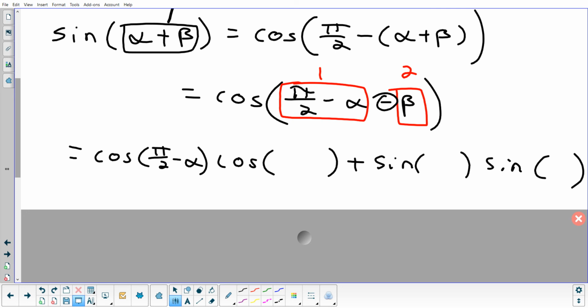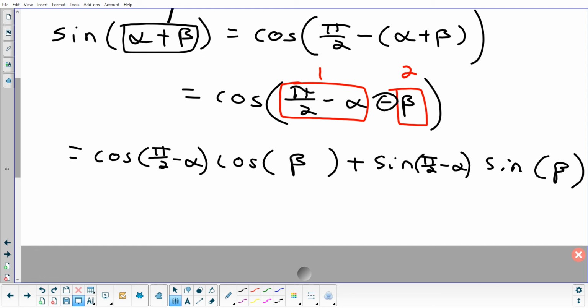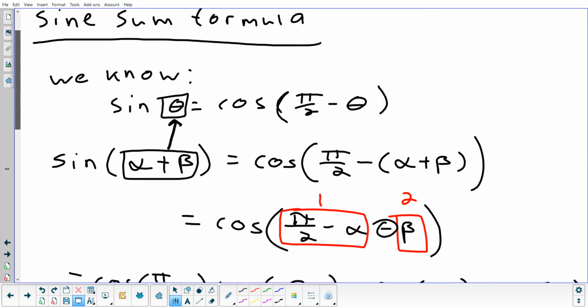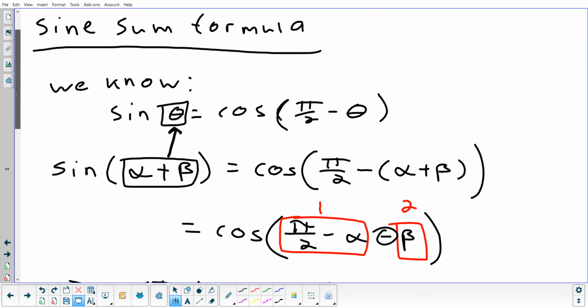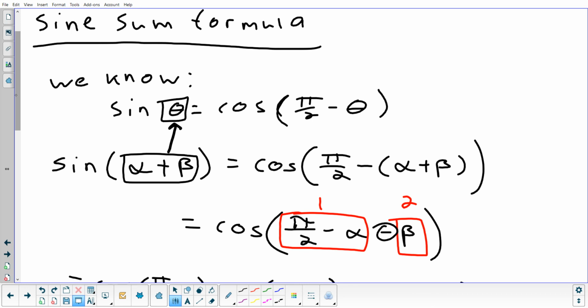Now fill in your arguments. That's my first argument, which there's something we can do with that we just talked about. This is my second argument. Not much I can do with that. My first argument and my second argument. Now, look at that. Cosine pi over 2 minus alpha. What does cosine pi over 2 minus alpha turn into?